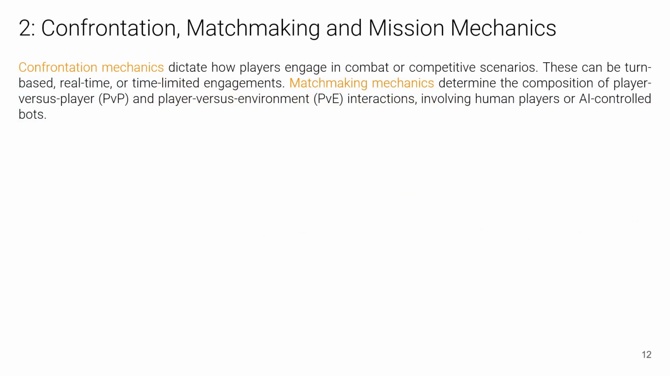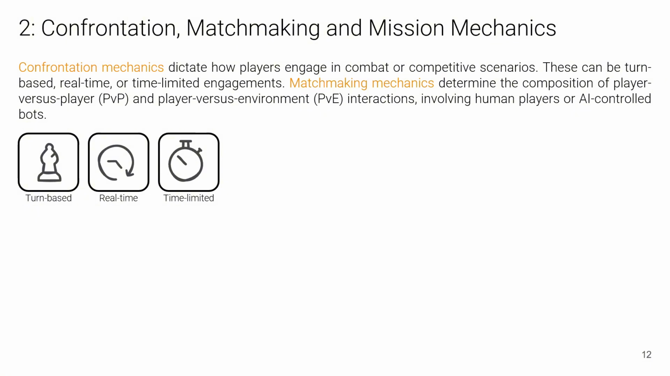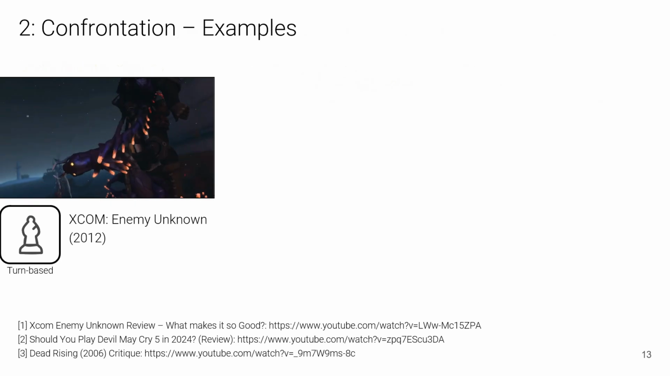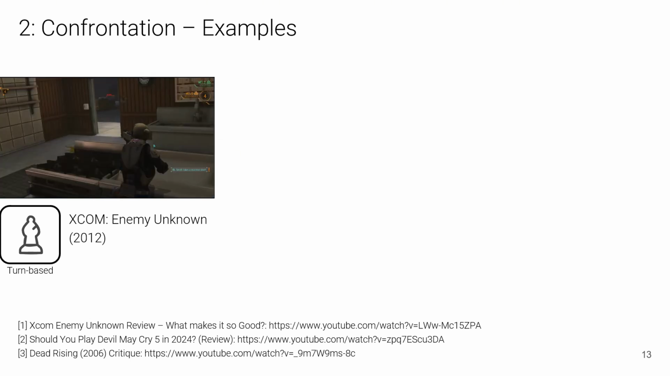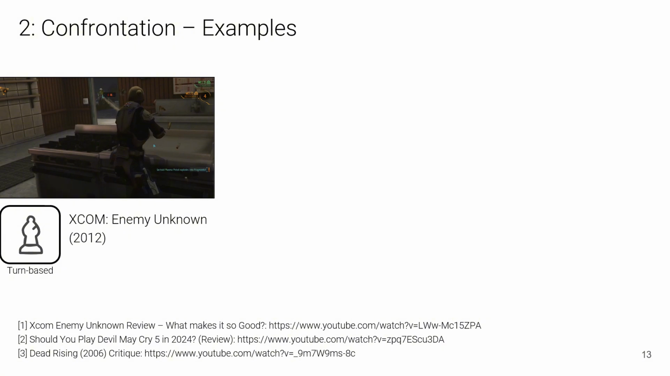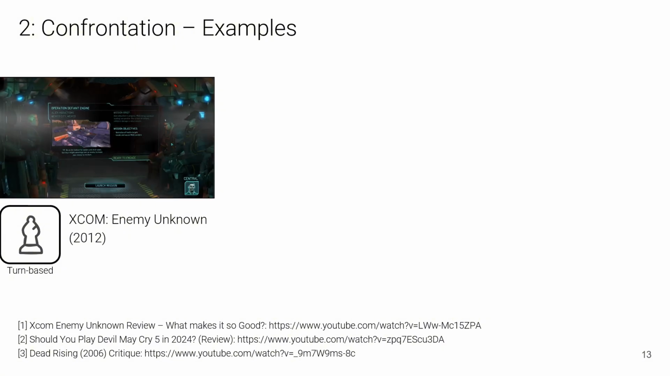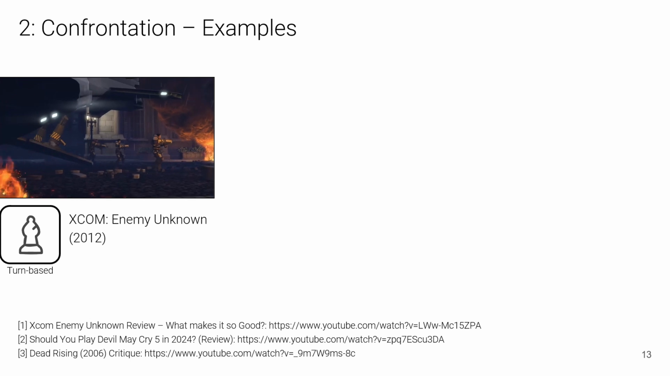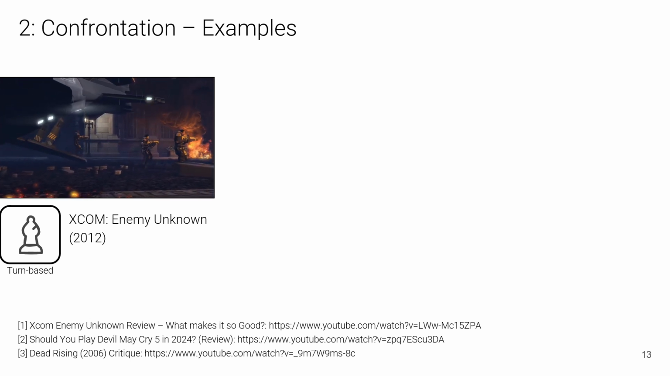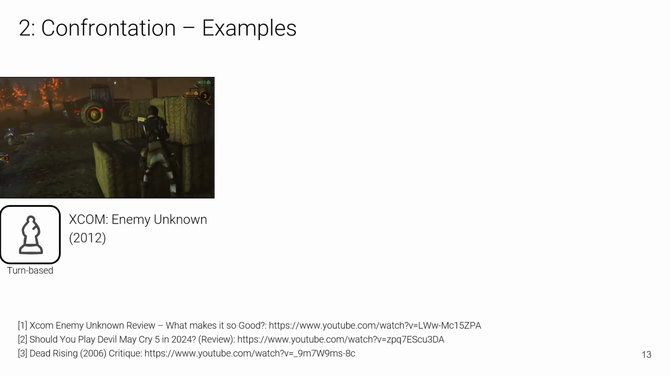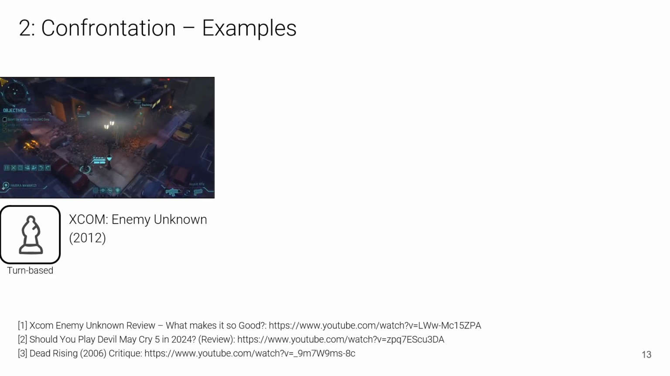Confrontation mechanics dictate how players engage in combat or competitive scenarios. These can be turn-based, real-time, or time-limited engagements. Matchmaking mechanics determine the composition of player versus player and player versus environment interactions involving human players or AI-controlled bots. In XCOM, Enemy Unknown, battles are turn-based. Each player or enemy unit performs certain actions per round, for example moving, attacking, using abilities, etc. Positioning, cover, and order are decisive. Tension is created by the risk of permanent losses in the event of a bad move.